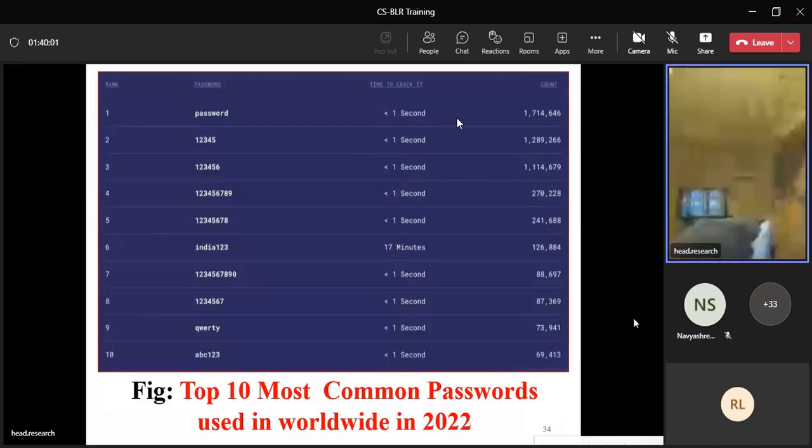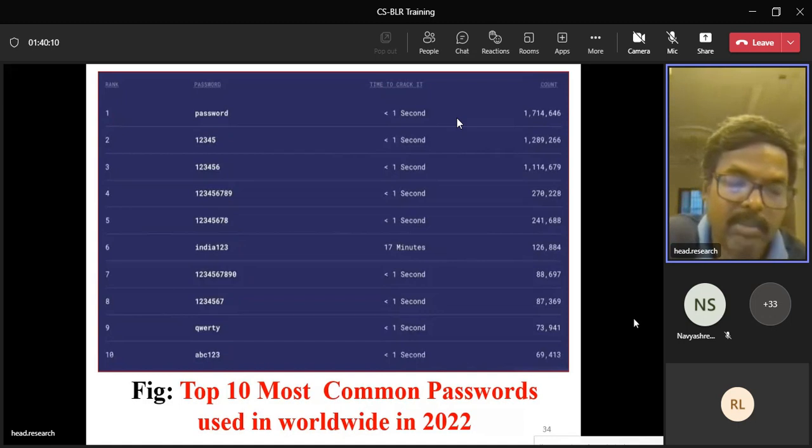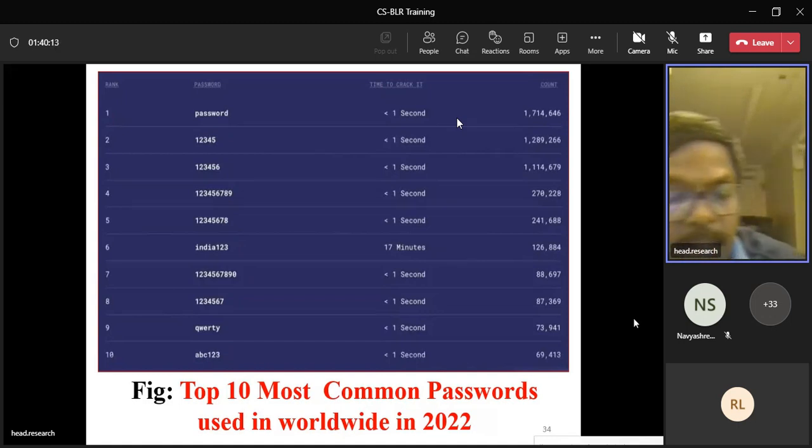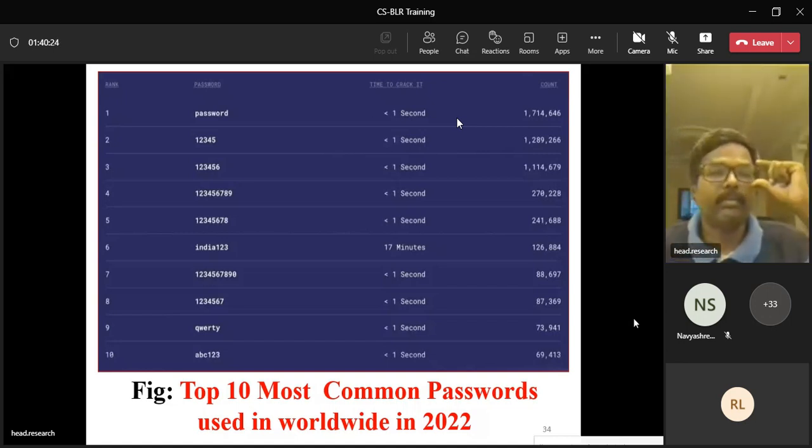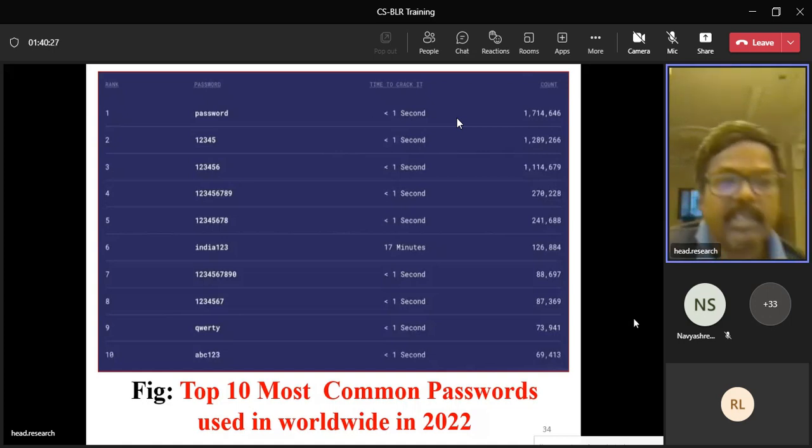As human beings, Indians are very lazy about their passwords. See here what passwords they kept. Intruders or cyber attackers crack passwords within 1 second, like when the password given is "password". Instead of giving a strong password, you are giving "password"? Then 12345, then 123456, 1234567, 12345678, 123456789, India123, 1234567890.